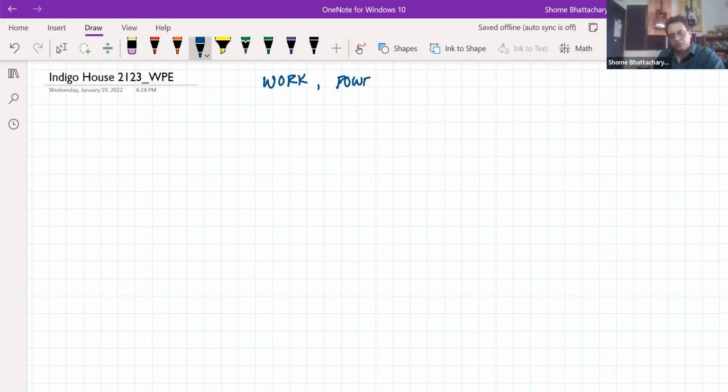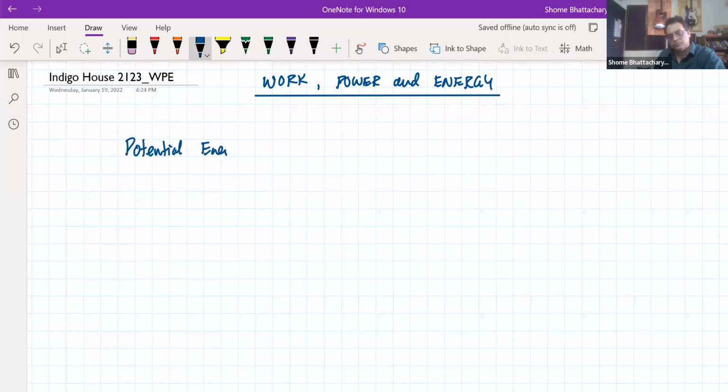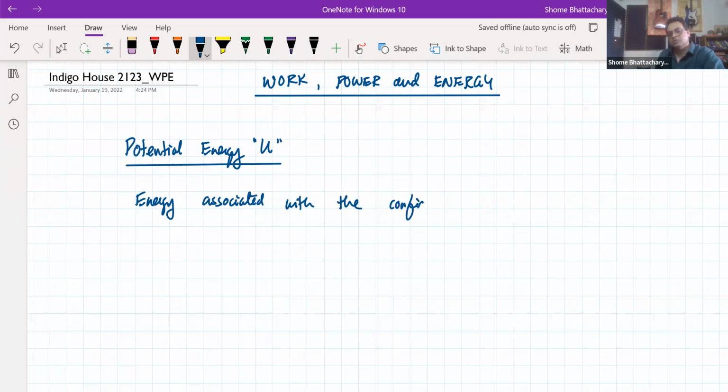Okay, so first of all, let us look at the concept of potential energy. Generally denoted with the symbol U, capital U. So potential energy is a form of mechanical energy for a system. It is the energy which is associated for a system with what we call the configuration or state of the system.